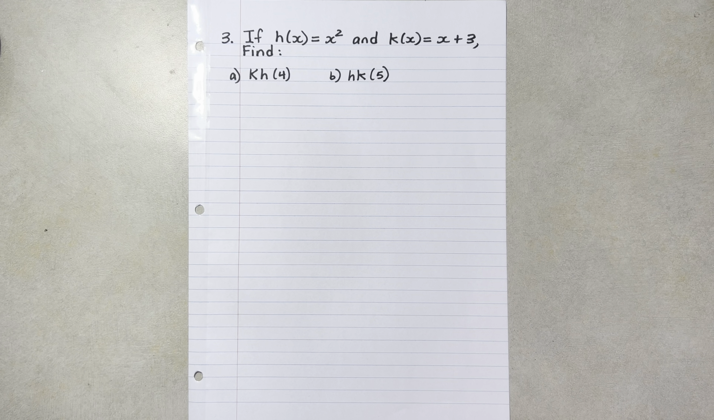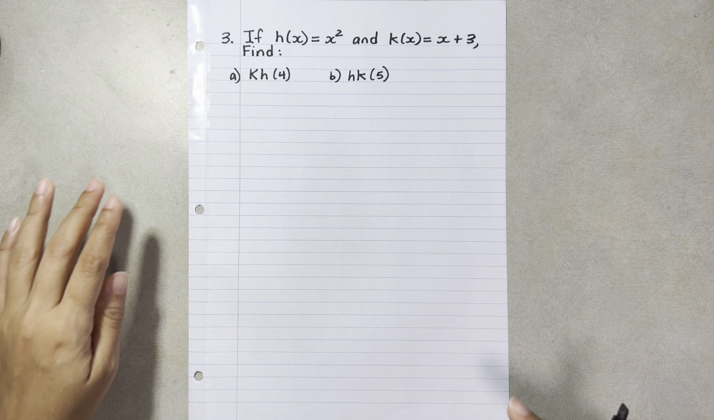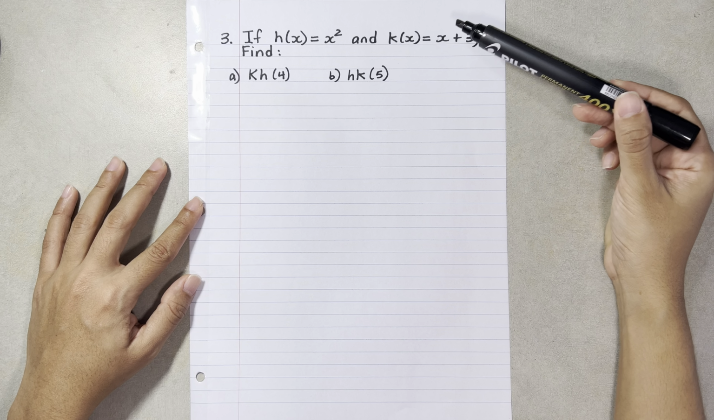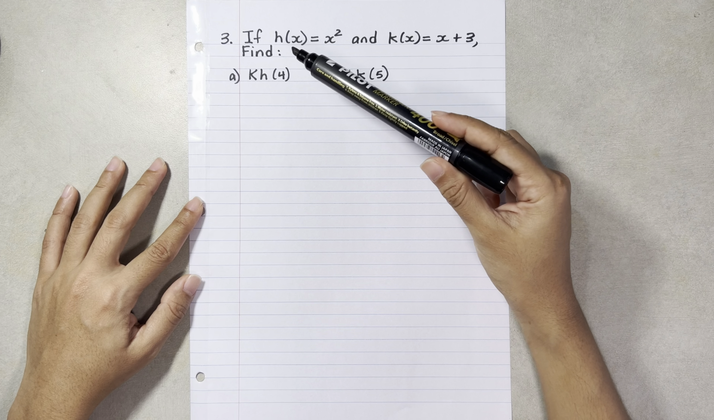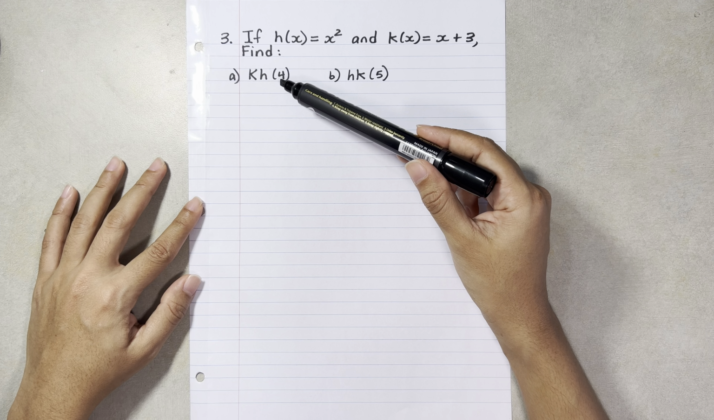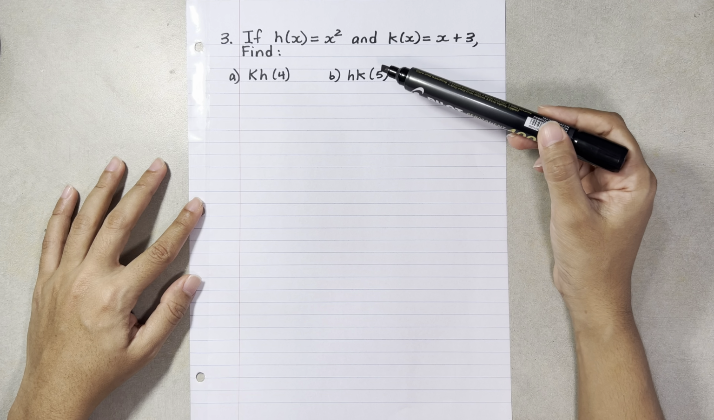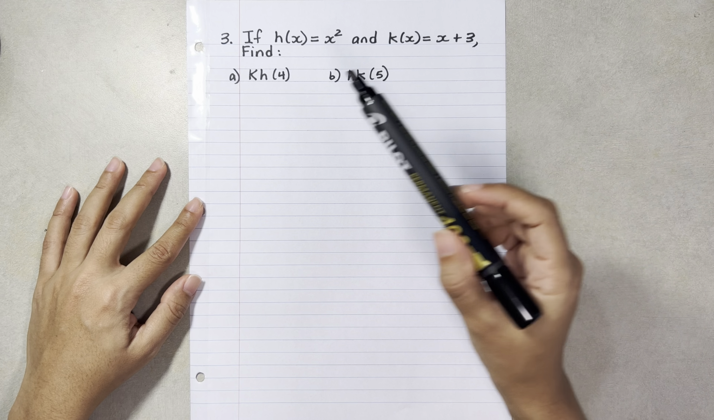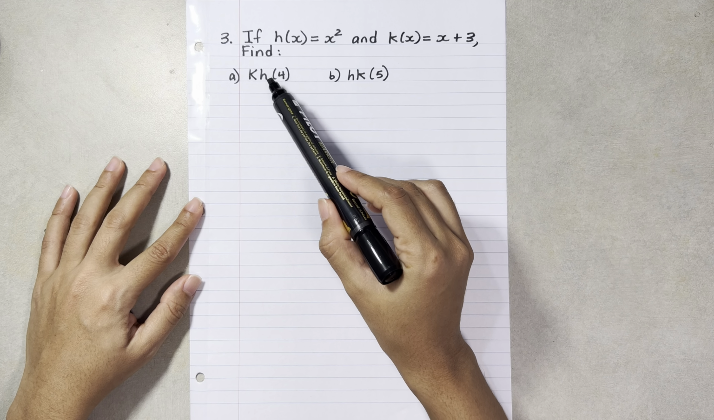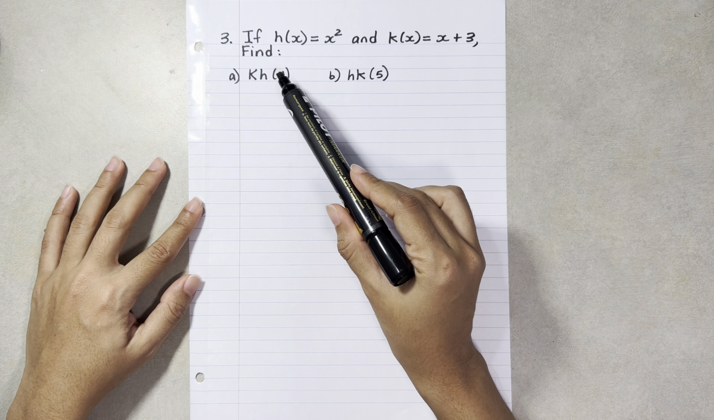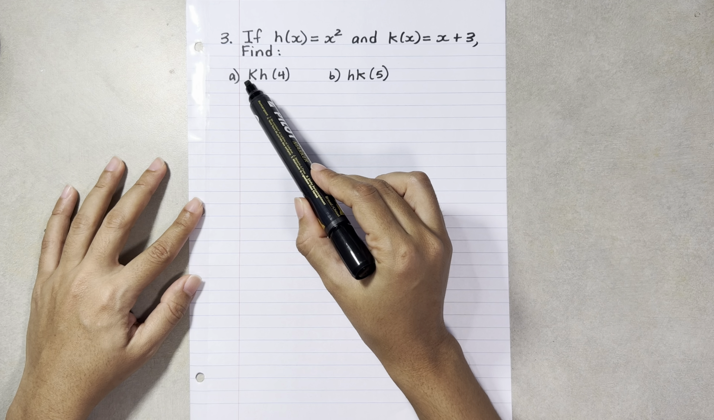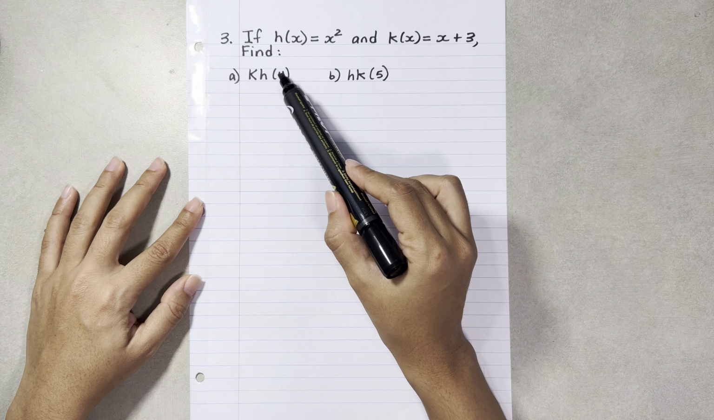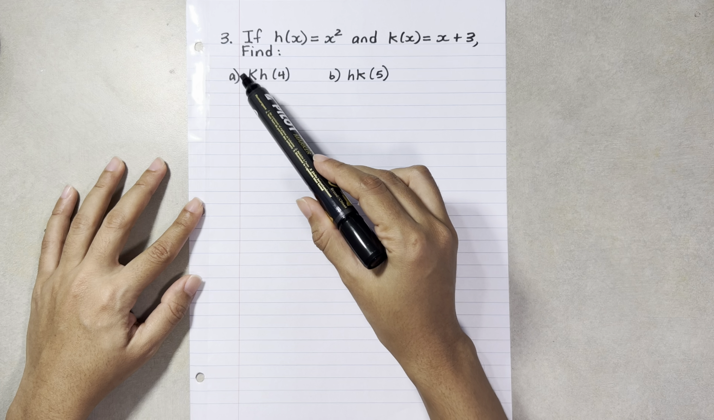All right, let's look at this example. It says if h of x is equal to x squared and k of x is equal to x plus 3, find k of h of 4 and then h of k of 5. Now there are two ways to do this, but the easiest way to do it is to find out first what h of 4 is and then substitute that into the function k of x, right? The function that is inside here is the one that you're substituting inside the outer function.